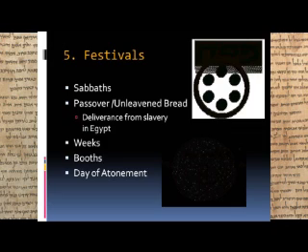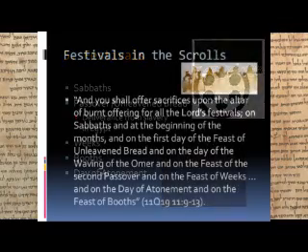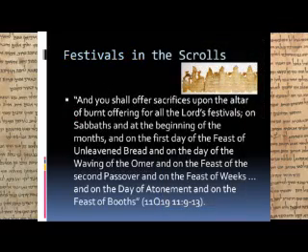We see the festivals playing a significant role in some of the scrolls. From the Temple Scroll: "And you shall offer sacrifices upon the altar of burnt offerings for all the Lord's festivals, on the Sabbaths, at the beginning of the months, on the first day of the Feast of Unleavened Bread, and on the day of the waving of the Omer, and on the feast of the second Passover, and on the Feast of Weeks, and on the Day of Atonement, and on the Feast of Booths."